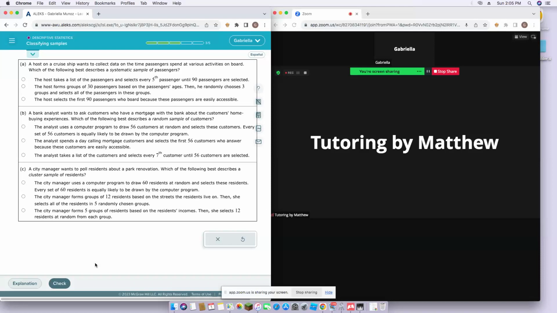So do you remember systematic sampling from last time? I believe it was the random one, not specific. That's the random one. So systematic is when you choose every nth person, like in this case, every 5th passenger. That is systematic. That's the first one there. Now the random one in part B says, which of the following best describes a random sample of customers. So you're looking for one that says that each one is equally likely to be selected.